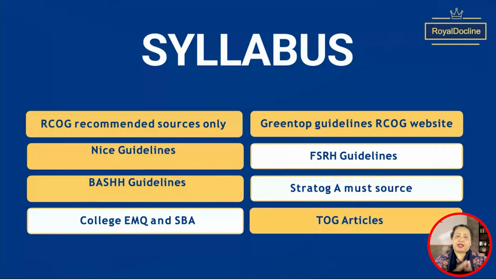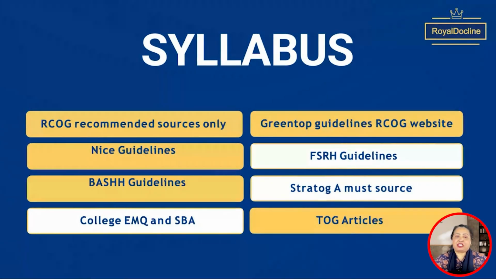Then comes the NICE guidelines, and you have to go through the NICE guideline as well. Then comes a Faculty of Sexual and Reproductive Health guideline. You all know that this is about contraception and a lot of things are given over there, even at the end of the guideline. You can see there are many single best answer questions and multiple choice questions over there. You have to practice those as well.